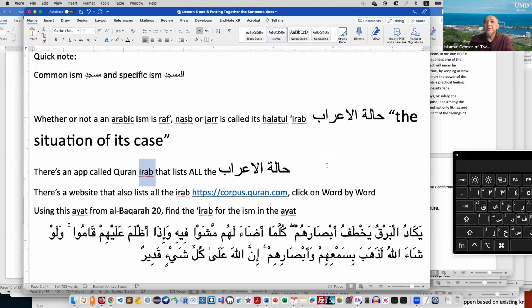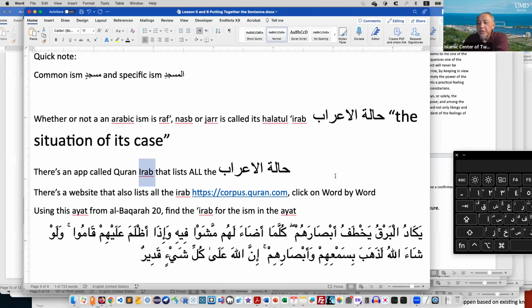So if you type on your phone Quran space I-R-A-B, because there's no apostrophe there, you should be able to find the app. Got it? Quran I'rab. Yeah, this one. Go ahead and install it.